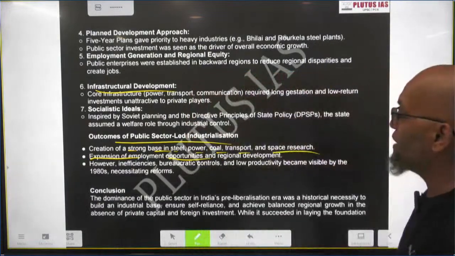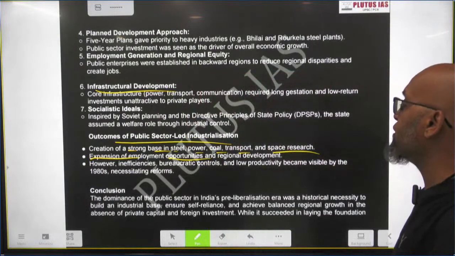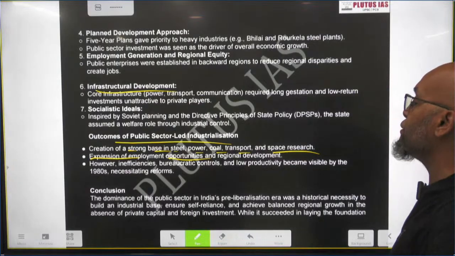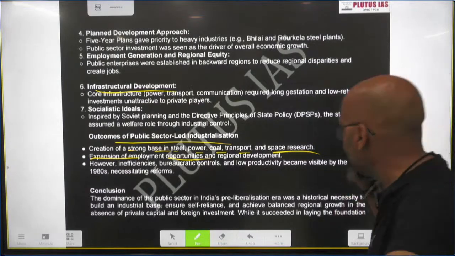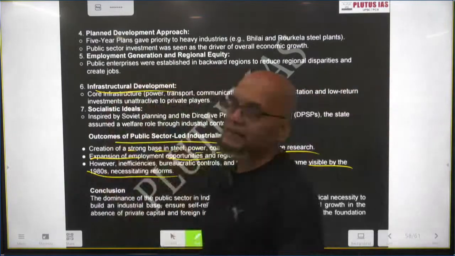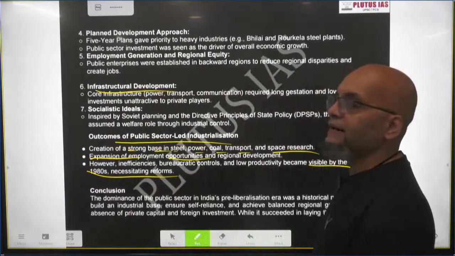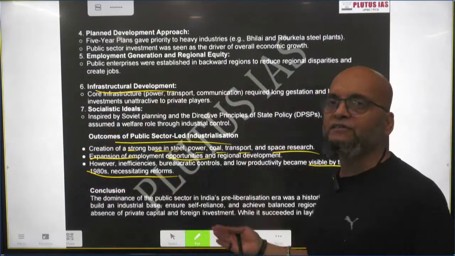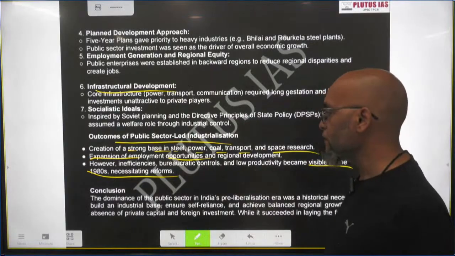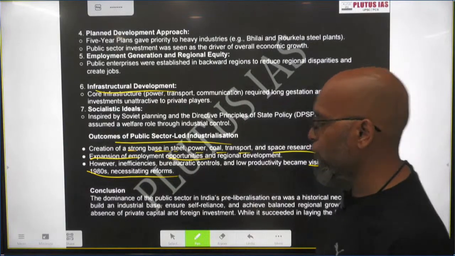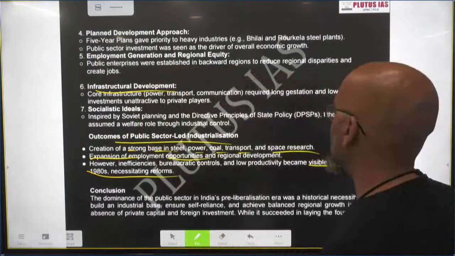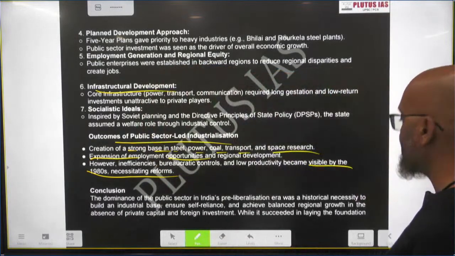So expansion of employment opportunities and regional development. However, inefficiencies, bureaucratic control, and low productivity became visible by the 1980s. It started during the time of Indira Gandhi in the 70s, and in the 1980s it became visible, necessitating reforms. Conclusion: the dominance of the public sector in India's pre-liberalization era was a historical necessity.